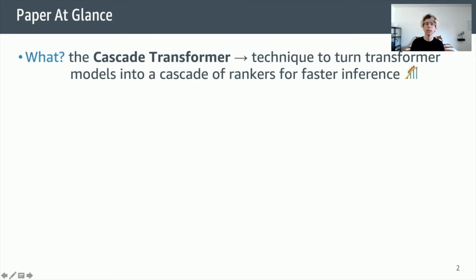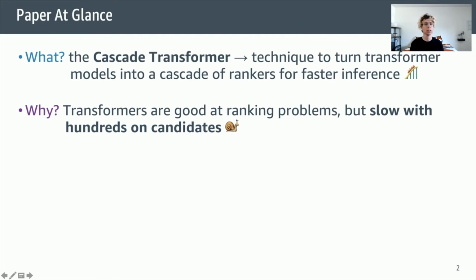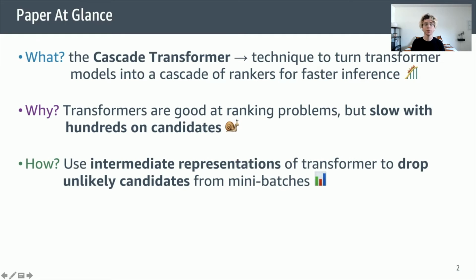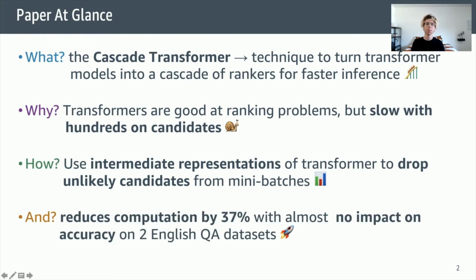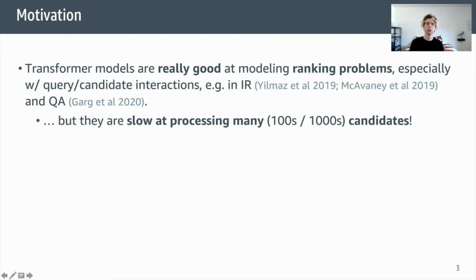What I'm going to present is the Cascade Transformer, a technique to turn a transformer model into a cascade of rankers for faster inference. The reason why we're interested in this model is that previous works have shown that transformers are really good at ranking problems, but they are slow when having to rank hundreds of candidates. The way we achieve faster inference is that we use intermediate representation of a transformer model to drop unlikely candidates from mini batches. Our experiments showed that we can reduce computation by 37% with almost no impact on accuracy on two English QA datasets. So let's get started.